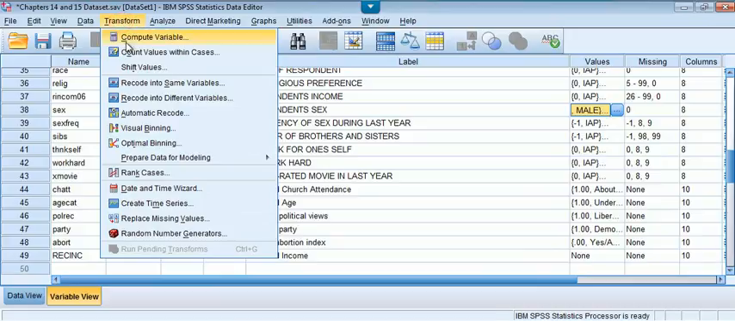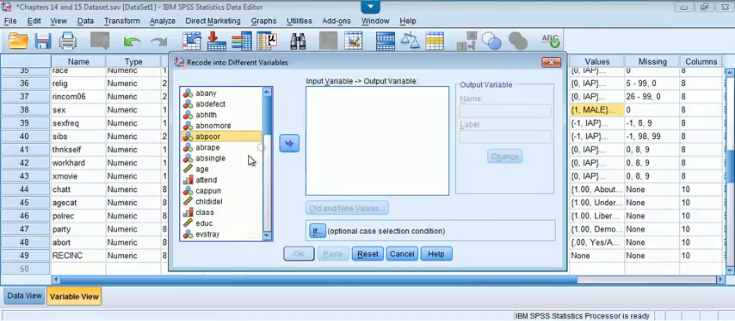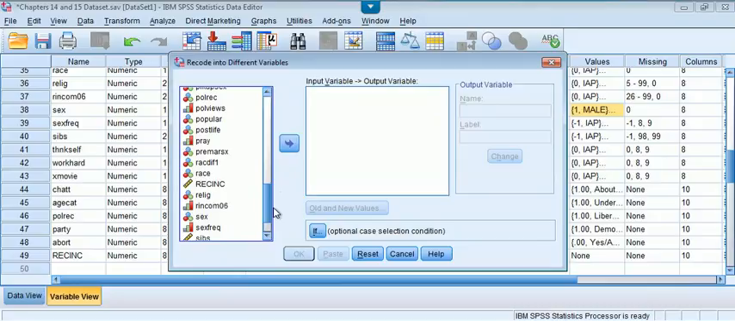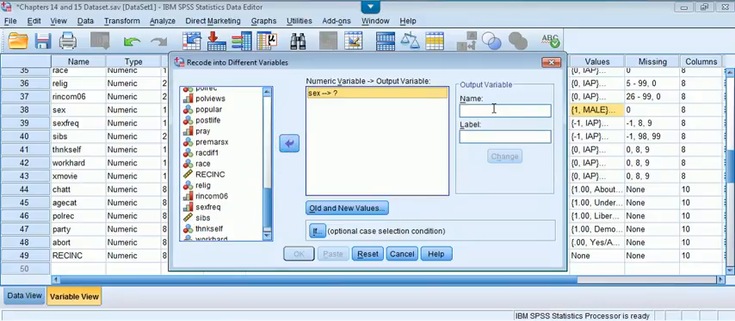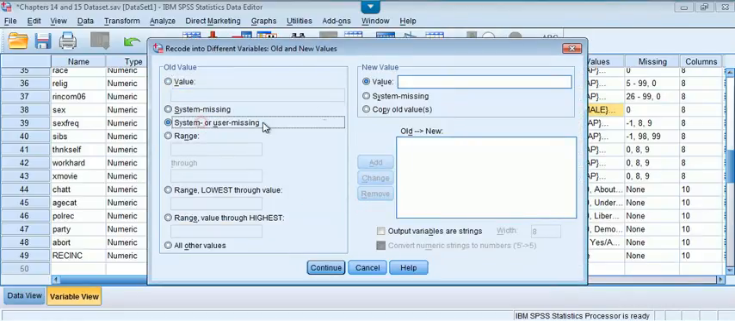So you go to transform. Again, remember you're always recoding into different variables. And remember the fancy way I told you, you can right click and sort alphabetically, so you can find the variable sex very easily. Again, I always recode it with the REC, and then I label it recoded sex. And change that. Go ahead, even though we didn't have system missing in there, it's just a nice habit to get into.